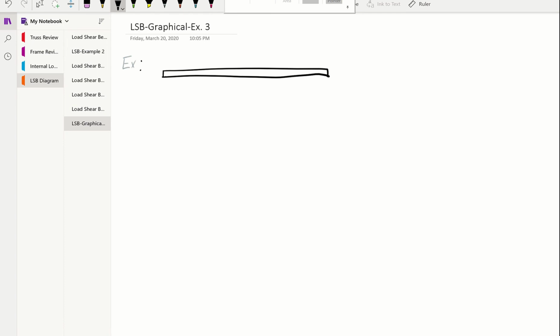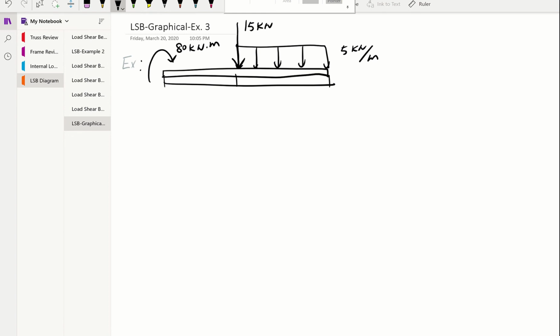So taking out that beam, we have a concentrated moment here, 80 kilonewton meter. Then we also have distributed load at the second half of the beam, 5 kilonewton per meter. In addition to that, we have a concentrated load, 15 kilonewton right here. Then the beam dimension is 5 meters on each side. Using our entire FBD, we calculated the reaction support at A is 5.75. At point B, we calculated it's 34.25 kilonewton.